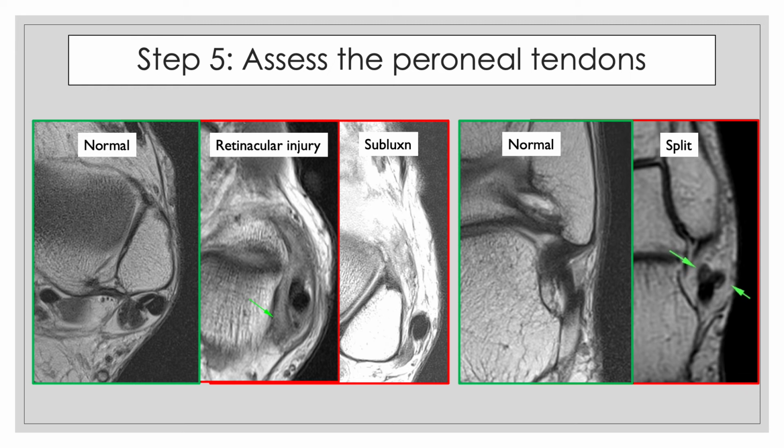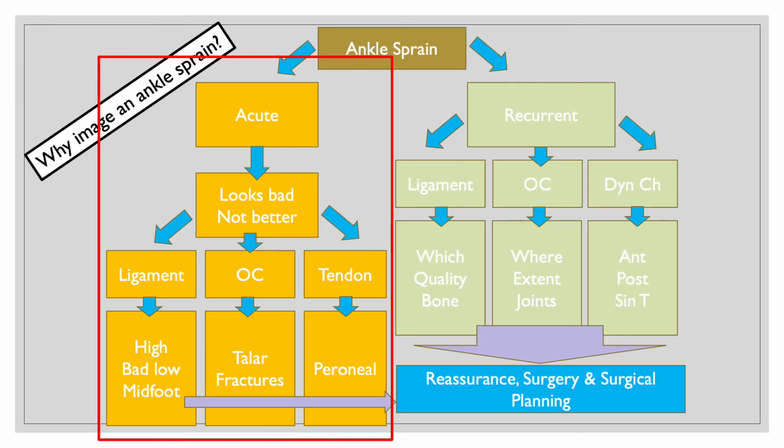On the coronal images, on the rightmost image, you can see that Mickey Mouse sign. Okay, so again, this peroneal tendon injury will indicate a more significant injury pattern. So when we're imaging ankle sprains in the acute situation, remember we're trying to understand which ligaments are involved, how badly they're involved, the element of osteochondral injury, and what happens to the peroneal tendons.